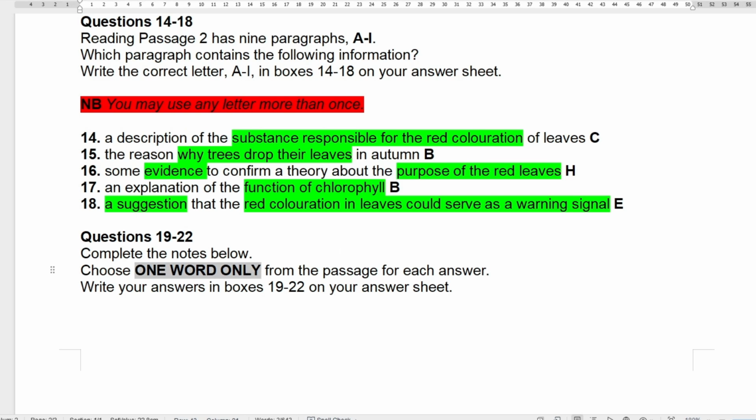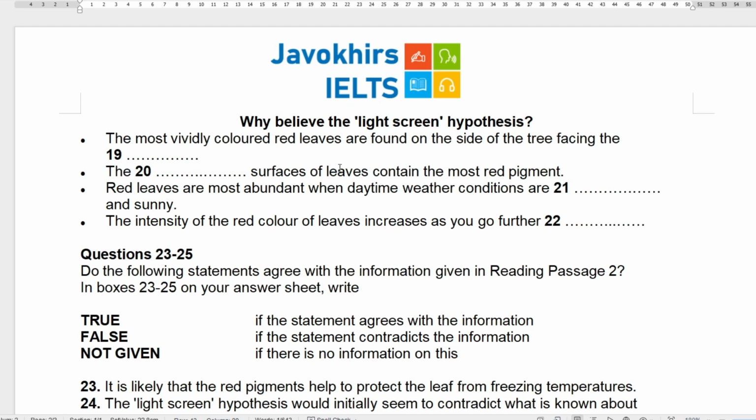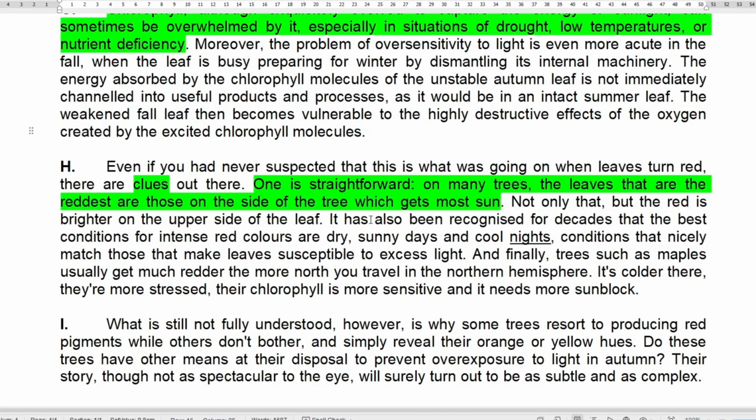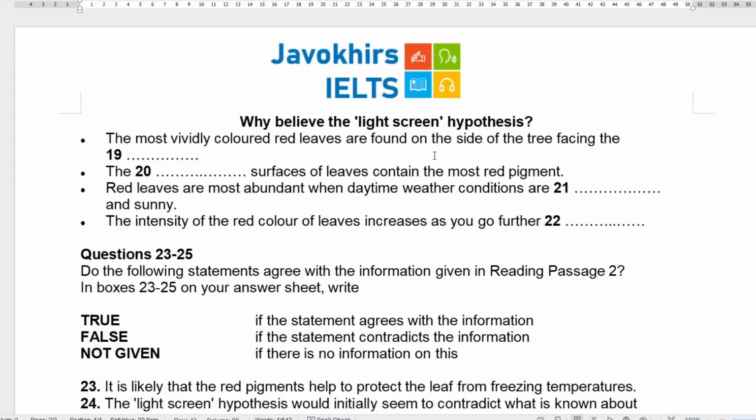Now we have the sentence completion, and it's one word only. The most vividly colored red leaves are found on the side of the tree facing the... Okay, we have: one is straightforward, on many trees the leaves that are the reddest are those on the side of the tree which gets most sun. So the vividly colored red leaves are on the side facing the sun. So there we go, we have the sun there.